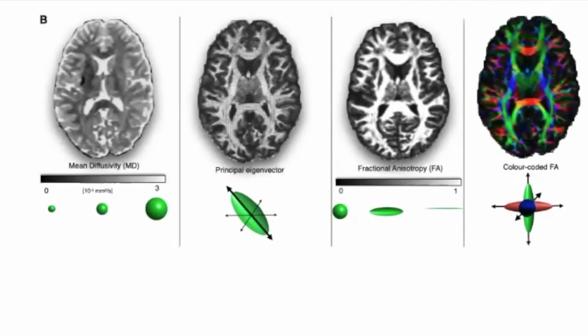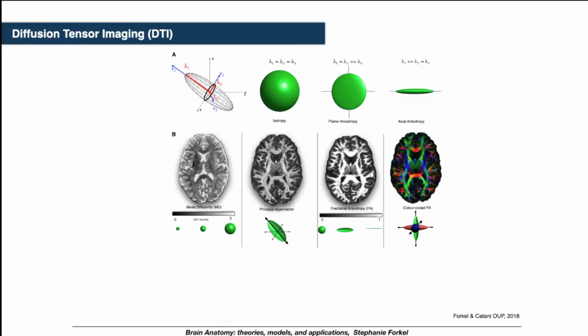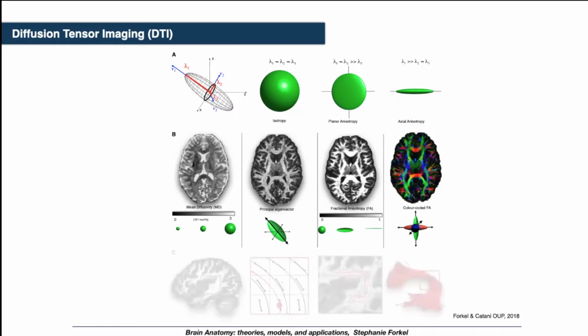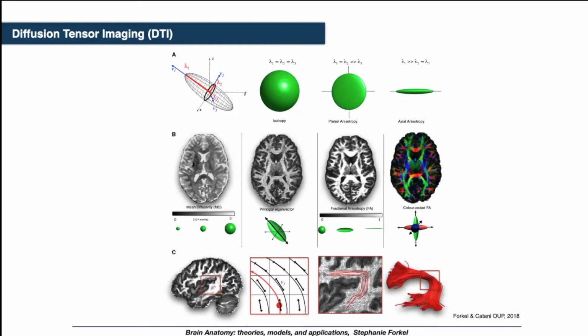Now, based on that, we can then create various different maps. I'm showing you here the mean diffusivity map, the principal eigenvector, the famous FA fractional anisotropy map, and then a color-coded FA map. And from these maps that you get from the diffusion-weighted imaging, we then go one step further to actually get the tractography reconstruction.